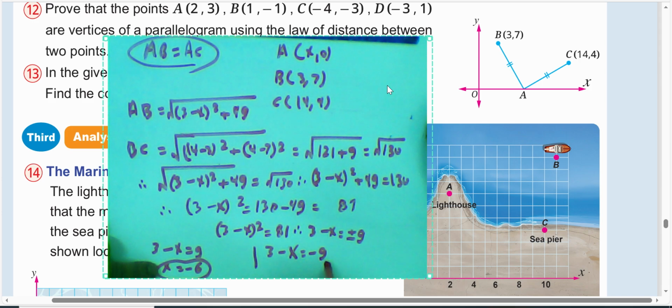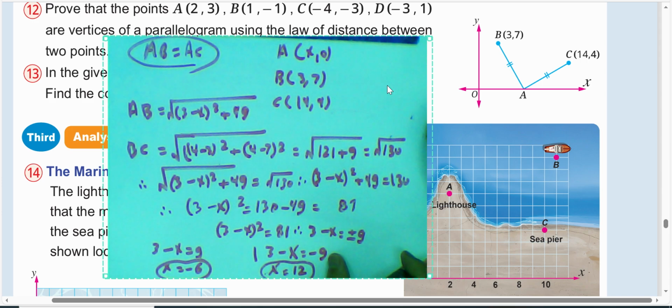And 3 subtracted by what equals negative 9? X will be 6. Not 6. We can move x here and it will be 12. Then we have two solutions of x. X will be negative 6 or 12.